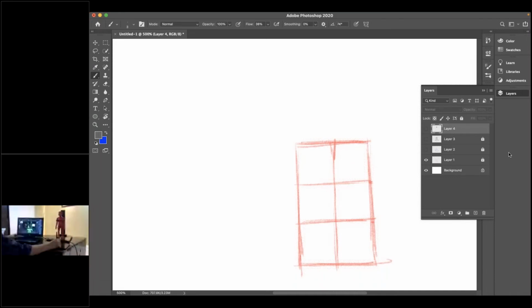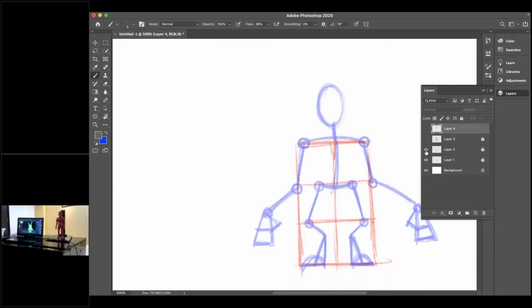All right, so students, I hope you can hear me. So we started with the proportion block. You can see here the proportion block. We divided the human body in three parts: first the torso, second the upper leg, and the last the lower leg. And then we worked on the stick figure.